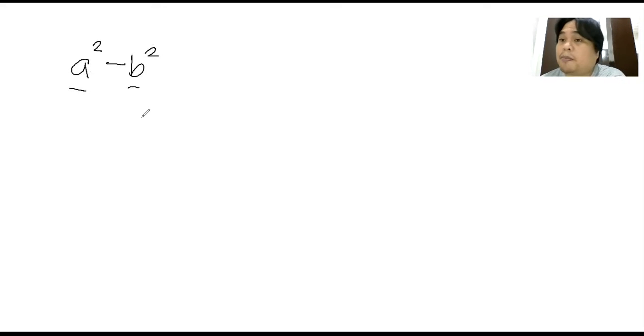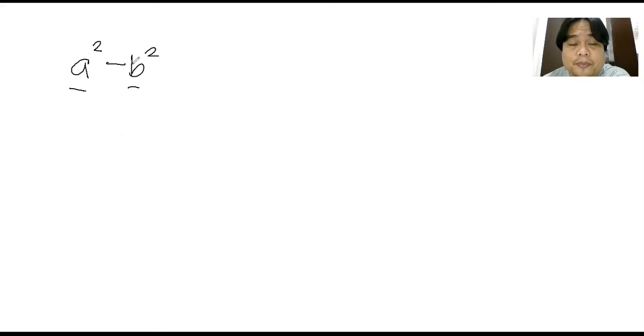The first thing you need to remember is each of the terms of the binomial has to be expressed in terms of a square, meaning it has to be something that is raised to the power of 2. Each of the terms has to be expressed to the power of 2. Okay, that's the difference of two squares. And then the sign between them, the operation, should be minus.